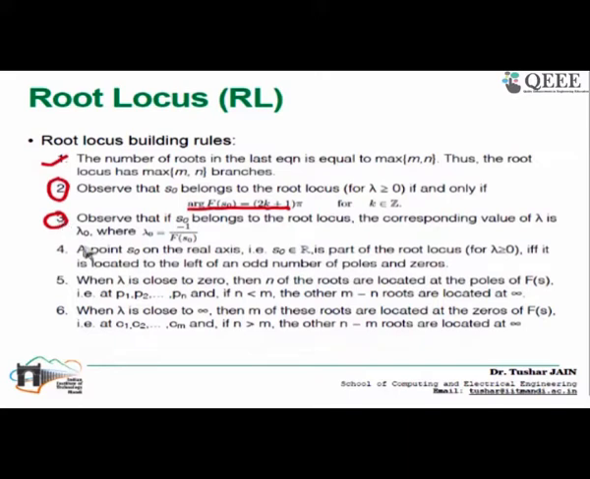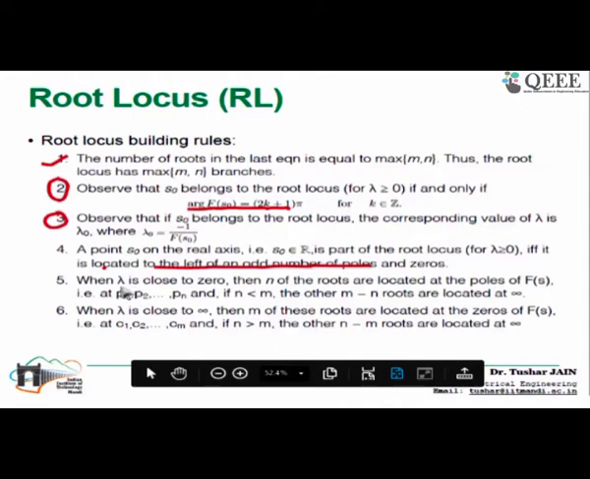Now the next rule says, a point S naught on the real axis, that is S naught belonging to the real numbers, is a part of the root locus for lambda greater than 0 if and only if it is located on the left of an odd number of poles and zeros. So first in the S plane, we write the location of poles and zeros, and then with respect to this rule, we draw a line or a plot.